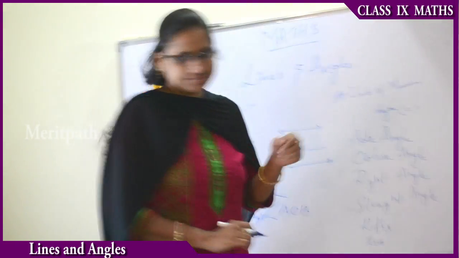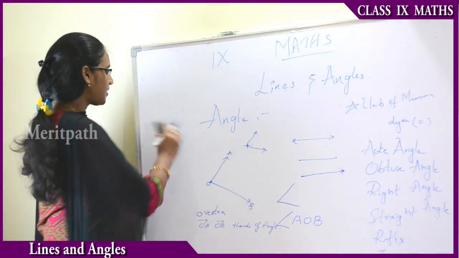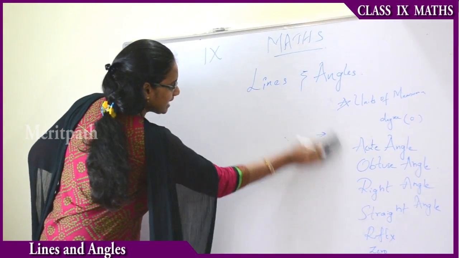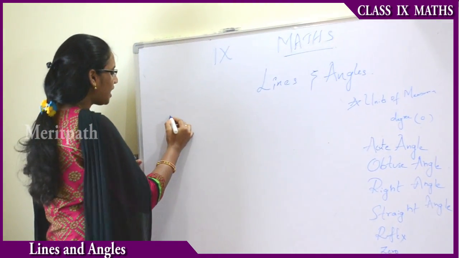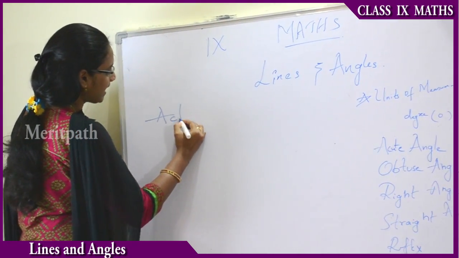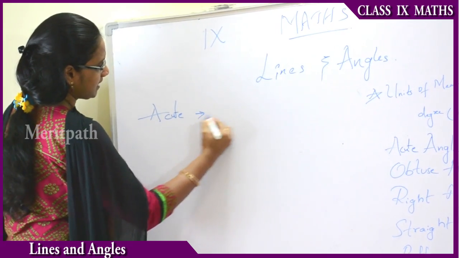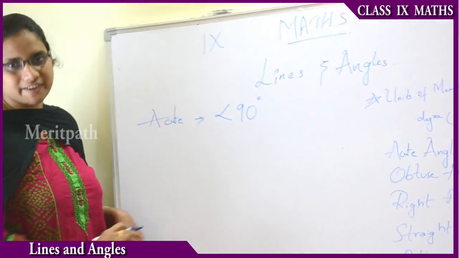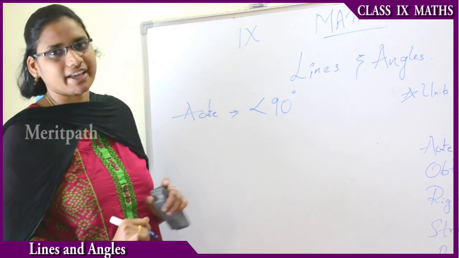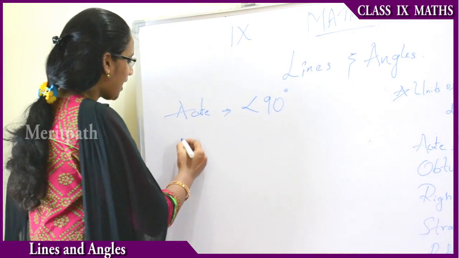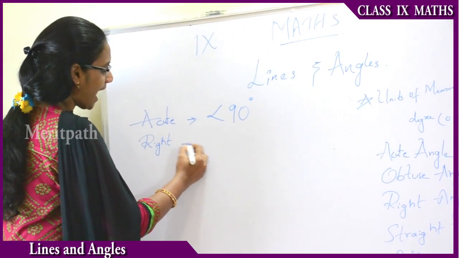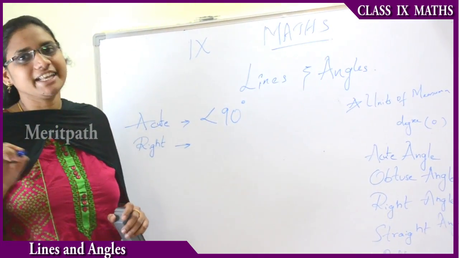Acute angle. First of all, we go for acute angle. An acute angle is defined as the angle whose measure is less than 90 degrees. The angle whose measure is less than 90 degrees is known as an acute angle. While a right angle is defined as the angle whose measure is exactly 90 degrees.